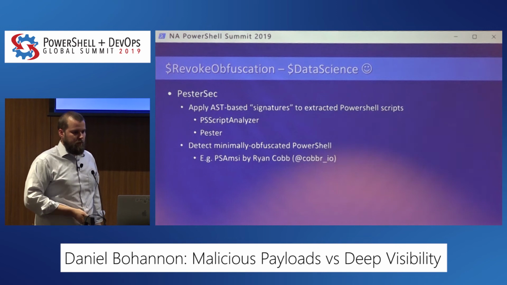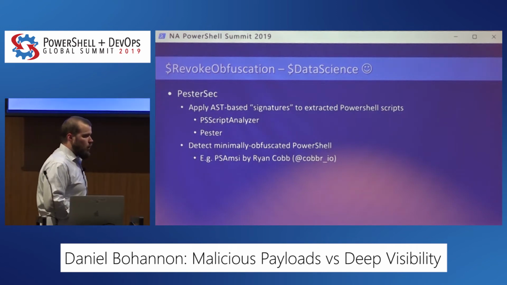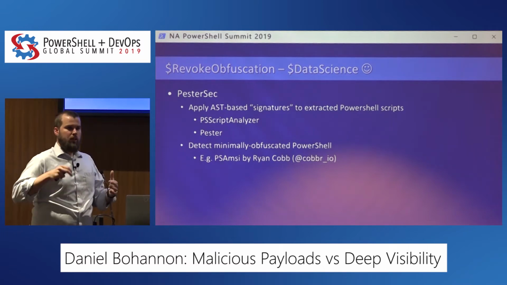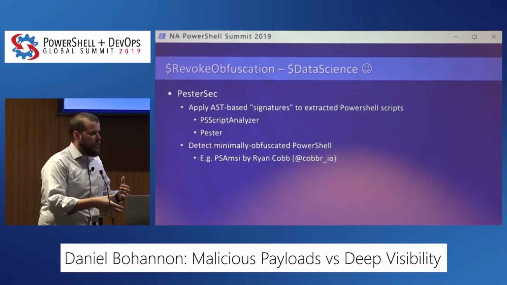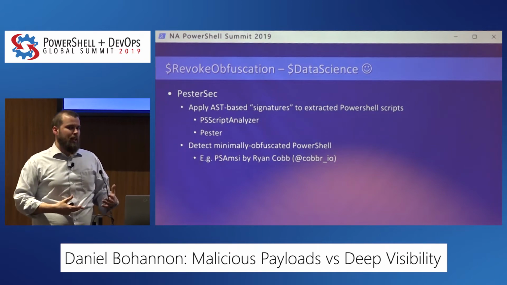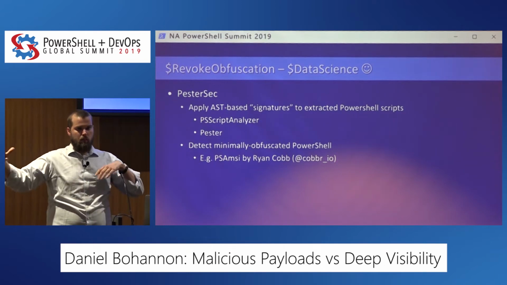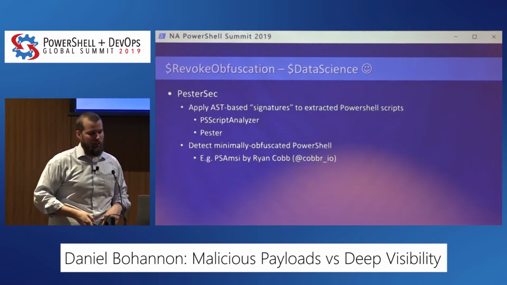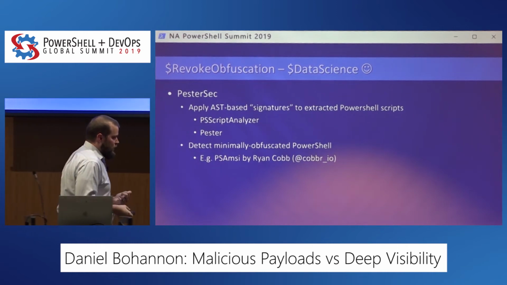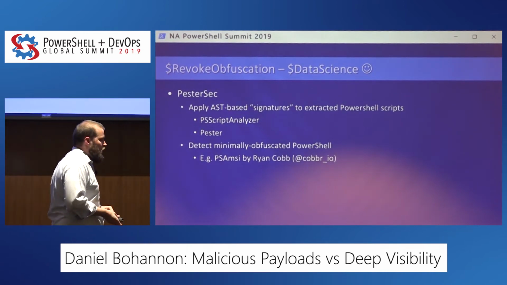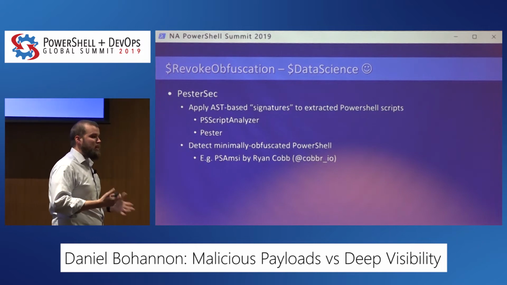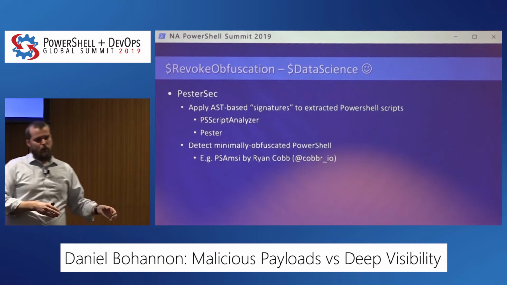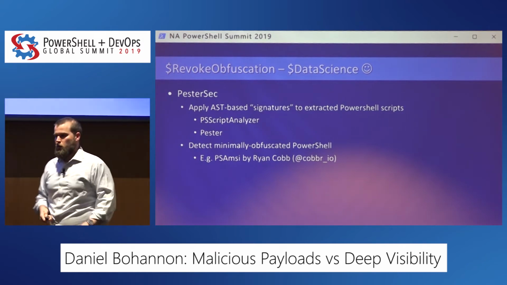The next one is PesterSec. I'll be presenting this tomorrow, and this is also using the abstract syntax tree, but it allows you to still use signatures, but to use it very targeted to certain aspects of PowerShell code and scripts, and it's really a lot of fun to merge the best of both worlds in terms of signatures, but being able to really parse the PowerShell syntax out. And this was something I started in response to this guy named Ryan Cobb, who after Revoke-Obfuscation came up with a way to minimally obfuscate PowerShell, to obfuscate it just enough to evade signatures, but not enough to make it look suspicious to the data science approach of Revoke-Obfuscation.